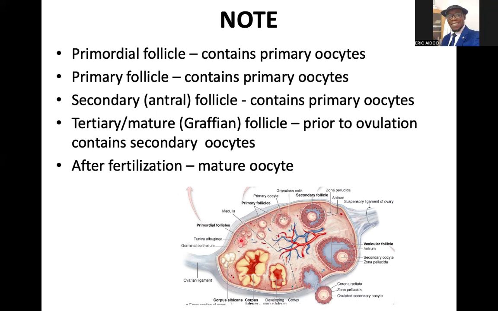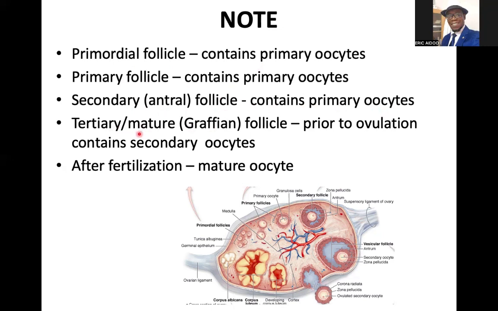All right. But remember that this oogonium would be in utero. Before the female is born, you have the oogonium there already. And then they start their meiotic division and are arrested at prophase. Okay. So by the time the female is born, you actually have primary oocytes there. So primordial follicle will contain primary oocytes, and then primary follicle will also contain primary oocytes. Secondary or antral follicle will contain primary oocytes as well.